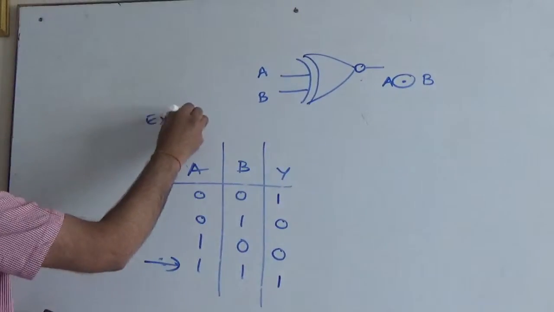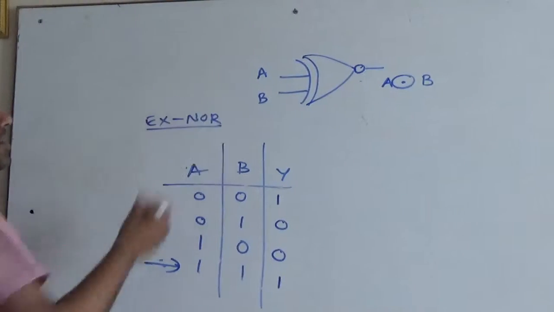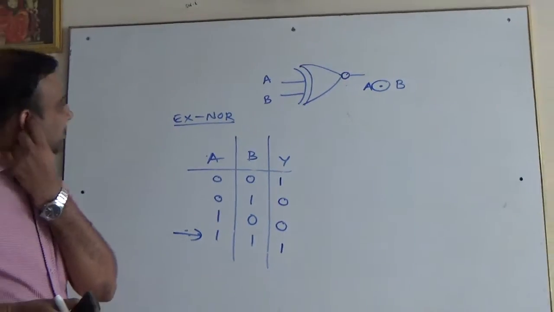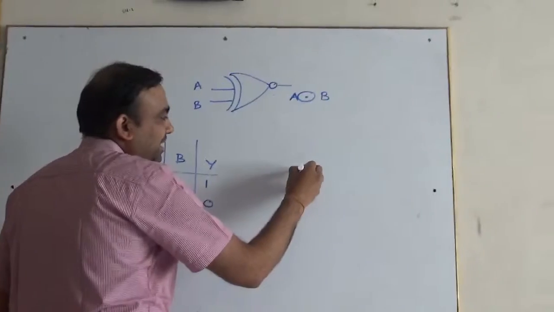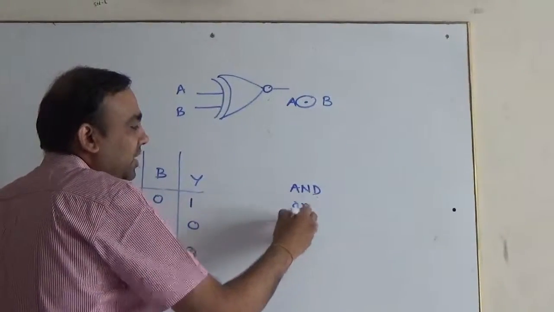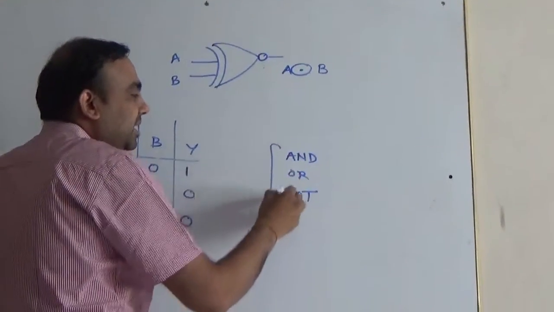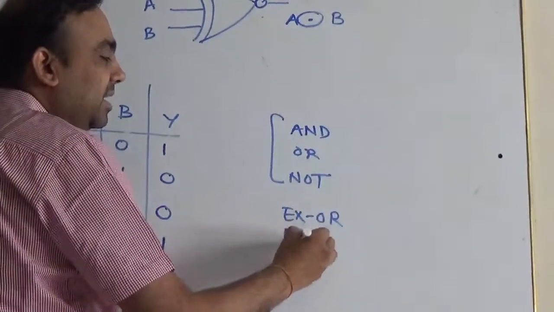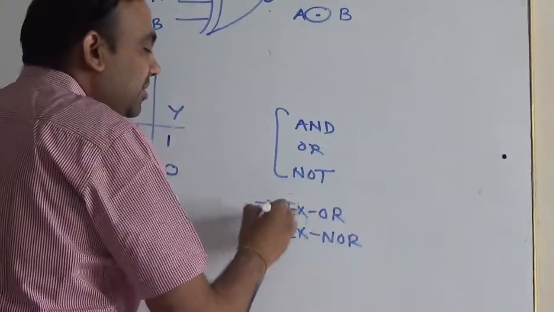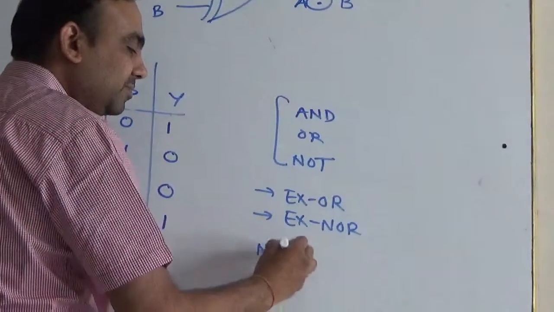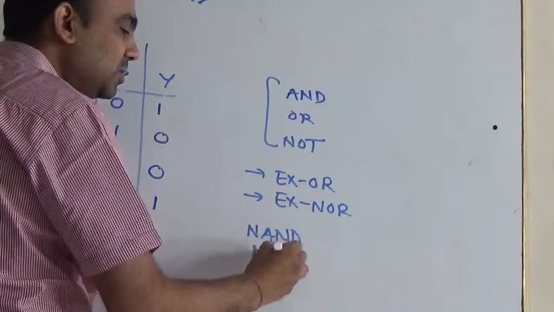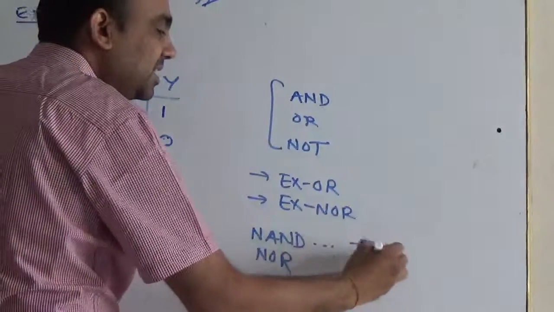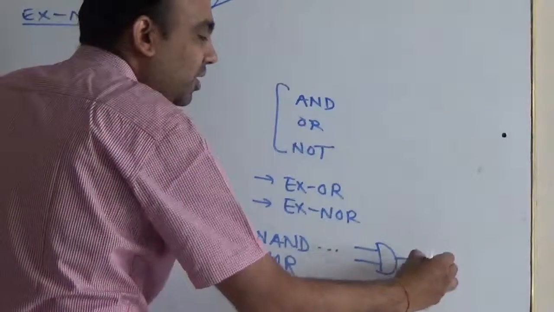So this is about the XNOR gates. In this way, the basic gates that we discussed are AND, OR and NOT. Then we discussed some derived gates like XOR and XNOR. We can have NAND gate also, NOR gate also. What is NAND? Actually it is AND followed by the NOT gate.